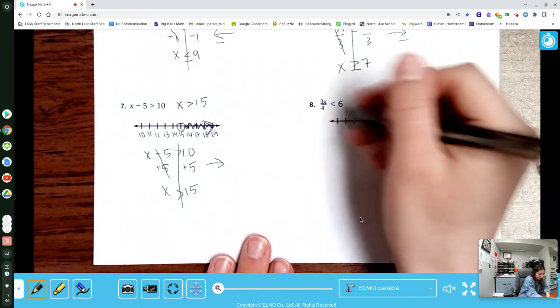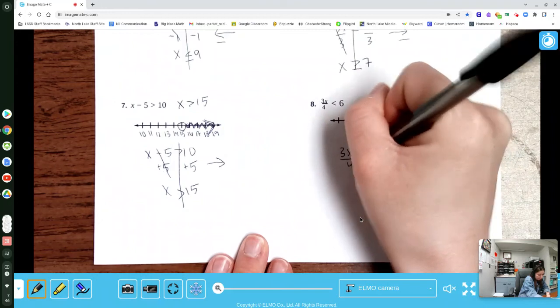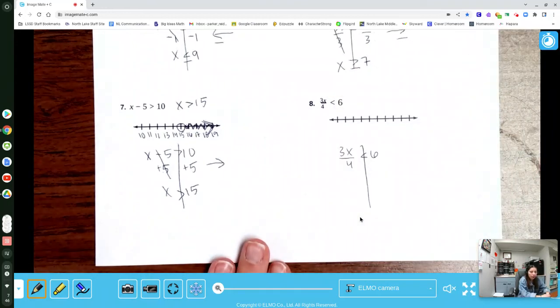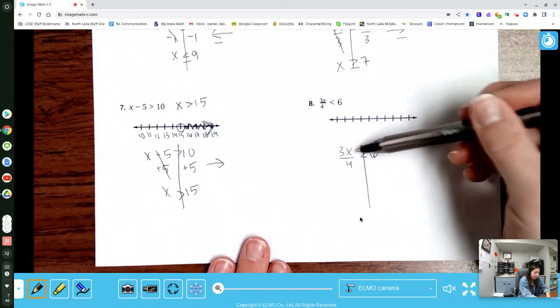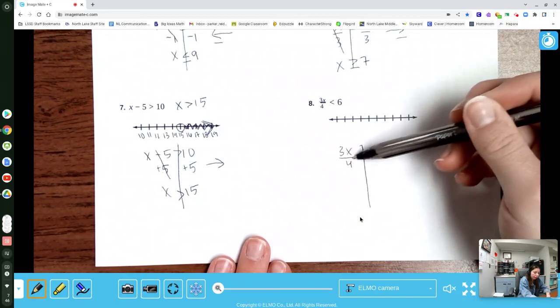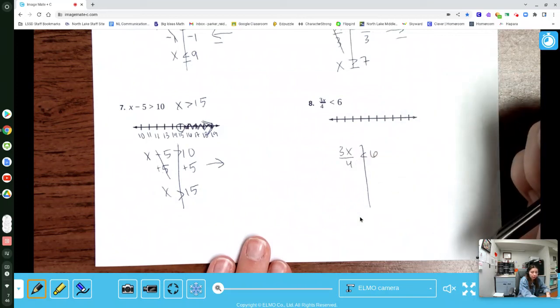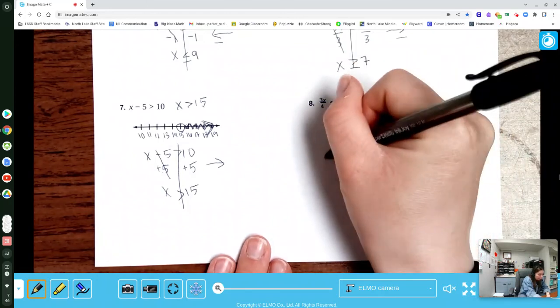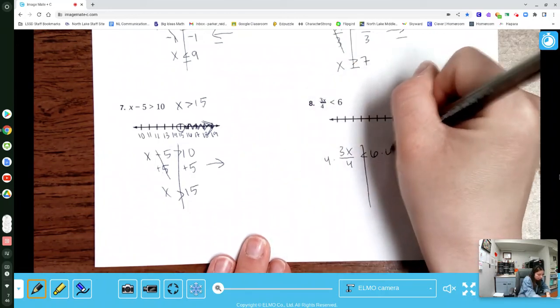And finally, question 8, we have 3x over 4 is less than 6. Draw a line through our inequality symbol. Now there's two things happening here. 3x means 3 and x are multiplied, and then that entire thing is being divided by 4. So that means I have two things to undo. First, I'm going to undo the divided by 4. I'm going to do that by multiplying by 4 on both sides.